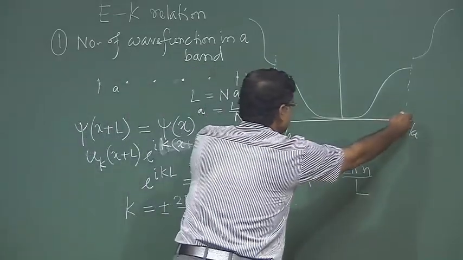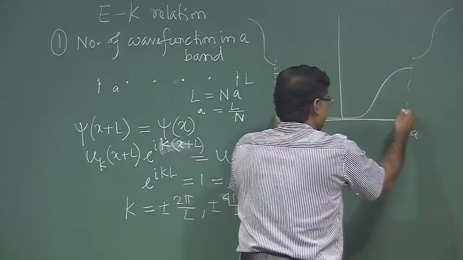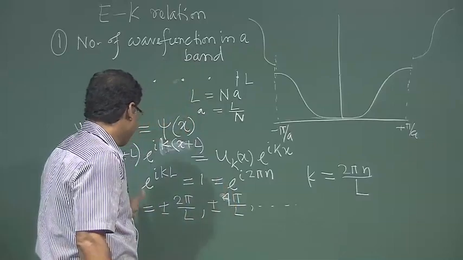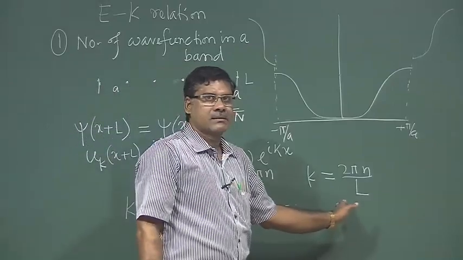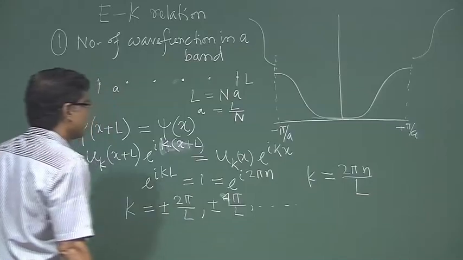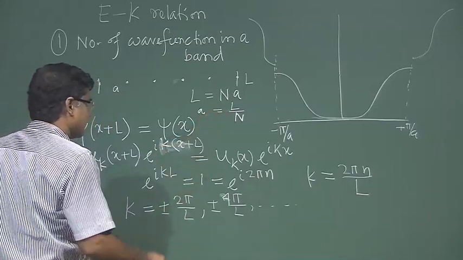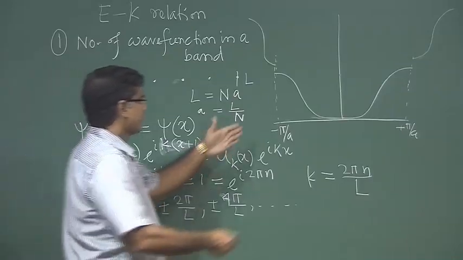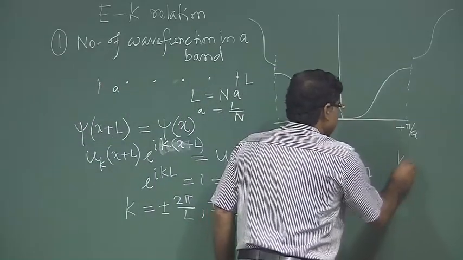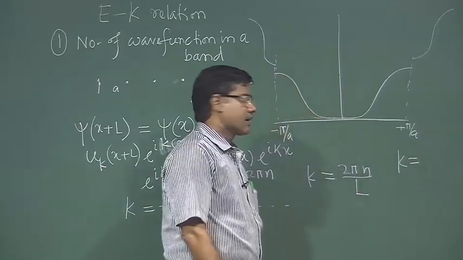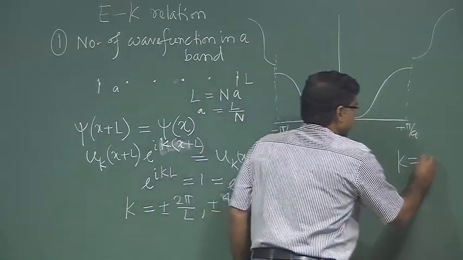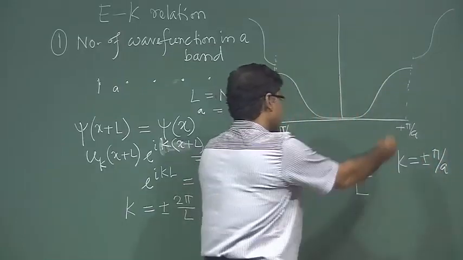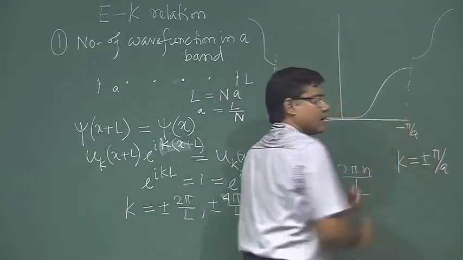But in the first Brillouin zone, how many states are there? What is the upper limit of this k value? In the Brillouin zone, k equals plus minus pi by a. That is the boundary, the maximum value of k.